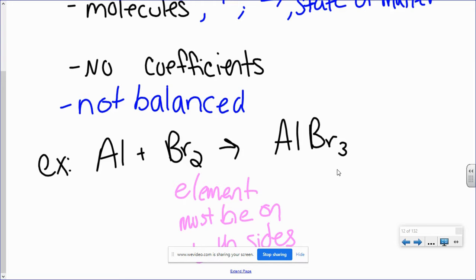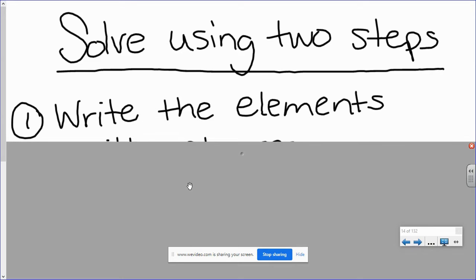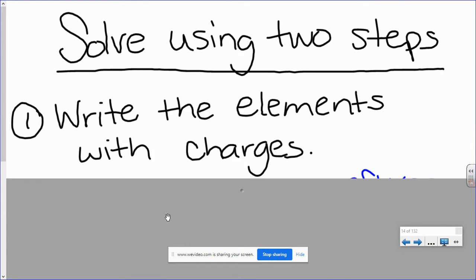We're not there yet. So I like to solve skeleton equations in 2 steps. Okay? It helps me process a little bit better and make sure I don't miss anything. My first step is to write the elements with their charges. Okay? You're going to get a word problem. When people see word problems, they get nervous, they freak out. It instantly becomes 10 times harder. But with this, we're simply going to take our elements and write them with their charges.